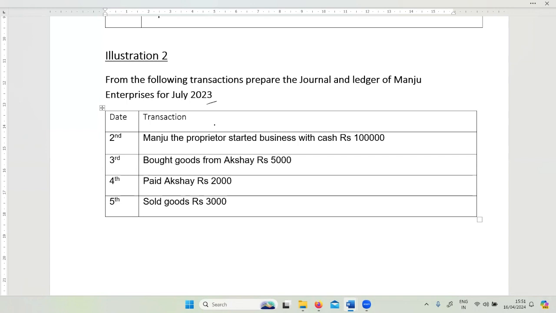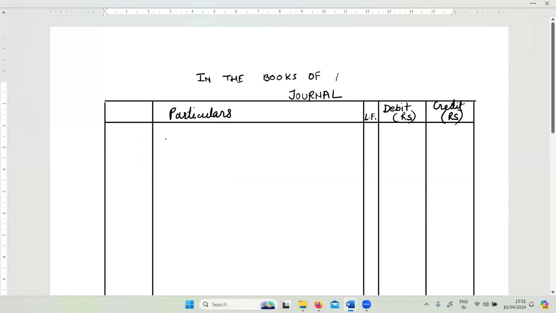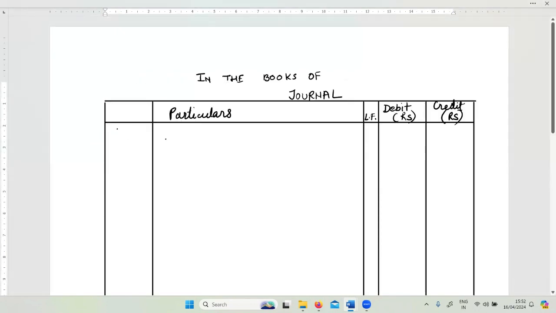So let's quickly write the journal and then proceed to understand how we are going to post that journal entry into the ledger. So first, we are going to write in whose books? In the books of Manju Enterprises for the month of July 23. So let's write in the journal in the books of Manju Enterprises. Prepare the format and then write the date. It's for July, July 23.